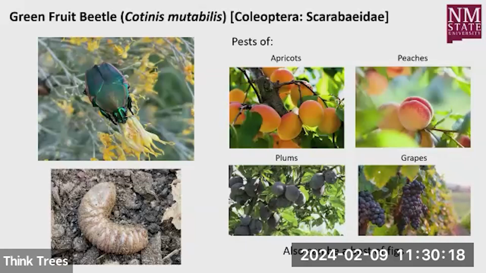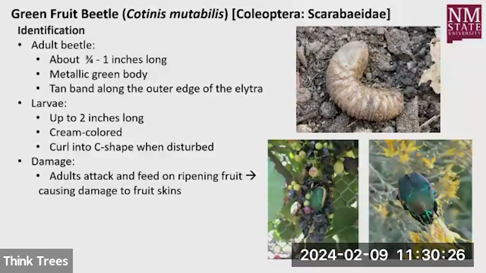Next one I've had questions about, the fruit tree beetle, the green fruit beetle, or the fig eater is what they're called. So these are scarabs, and they'll eat a variety of fruits, especially soft-bodied fruits. They love it. So these guys, the larvae are quite large. They can be up to 2 inches long. Sometimes people see them in their compost. They're cream colored. They curl into a C shape when they're disturbed.